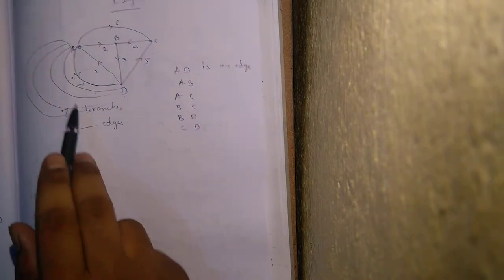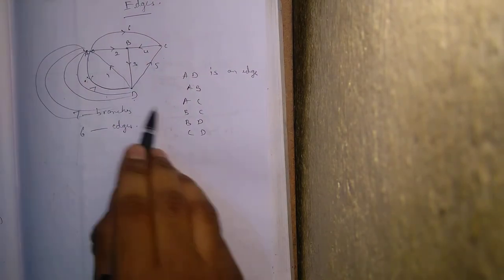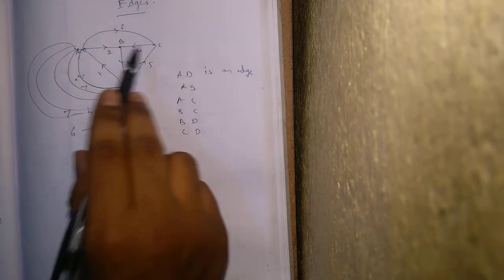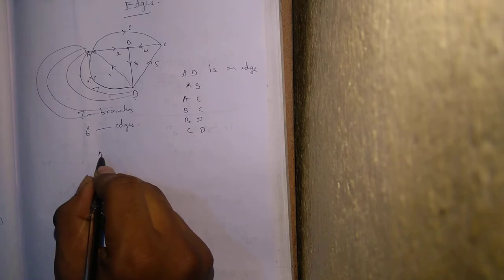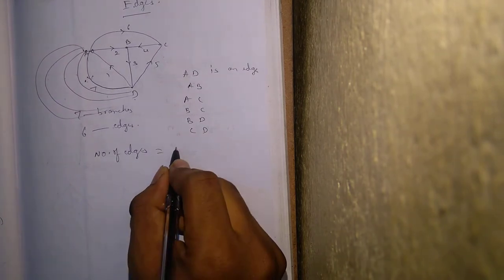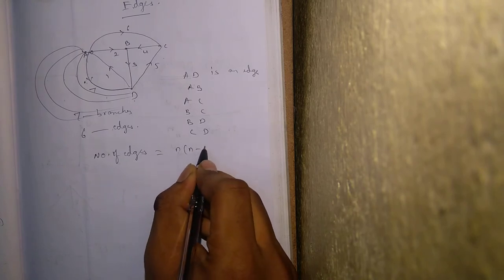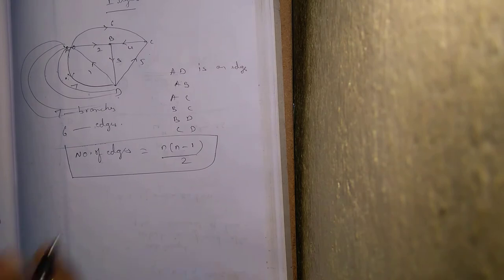Okay, see, this is my 8th branch, 9th branch, 10th branch, 11th branch. So all together I'll have 11 branches and only 6 edges. Got it? So there is again an expression to find out number of edges. Number of edges is given by n into n minus 1 by 2. This is the expression to find out number of edges.